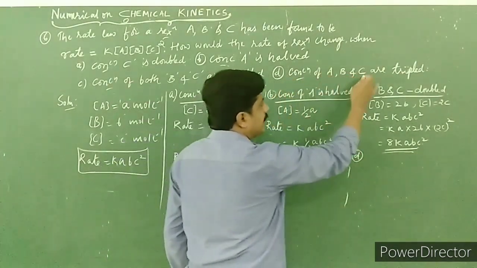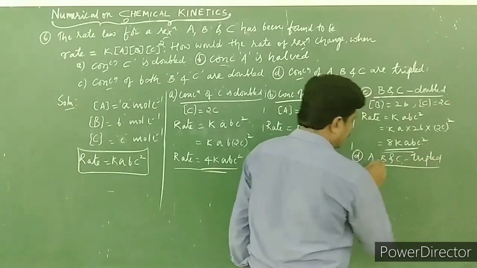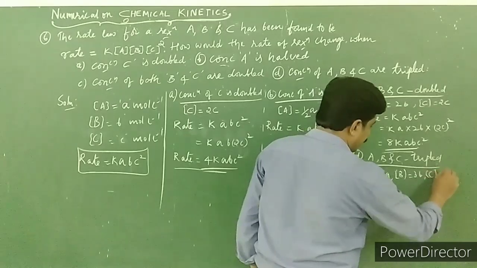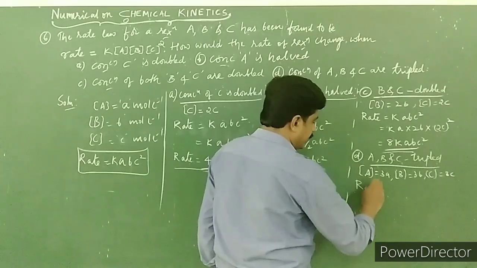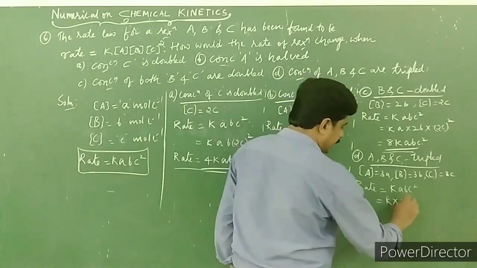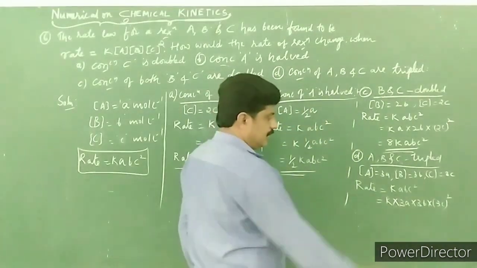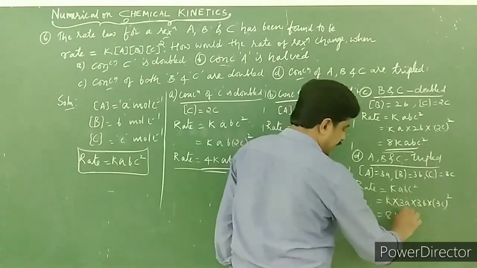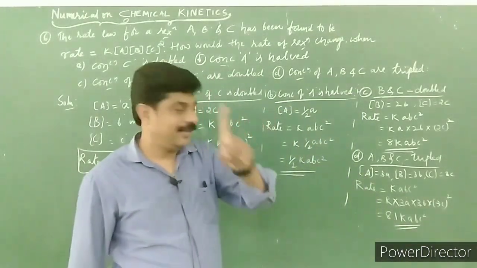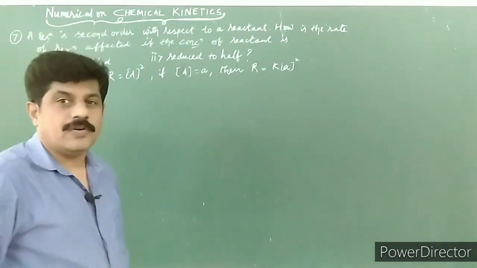Now the last one, D. What is that? When the concentration of A, B, C are tripled. Now look at here, A, B and C are tripled. Concentration tripled. In that case, concentration of A is equal to 3A, concentration of B is equal to 3B, and concentration of C is equal to 3C. Now I'll write rate is equal to K into A into B into C whole square. Now K, look at here, A is equal to how much here? I'll write here, into 3A, B is equal to 3B into C is equal to 3C whole square. Is it not? So 9, 3 9s are 27, 27 3s are 81. 81K into A, B, C whole square. Children, the rate of a reaction is increased by 81 times when the concentration of A, B and C are tripled.